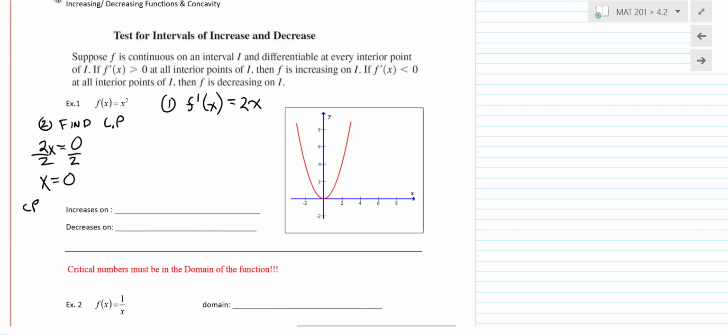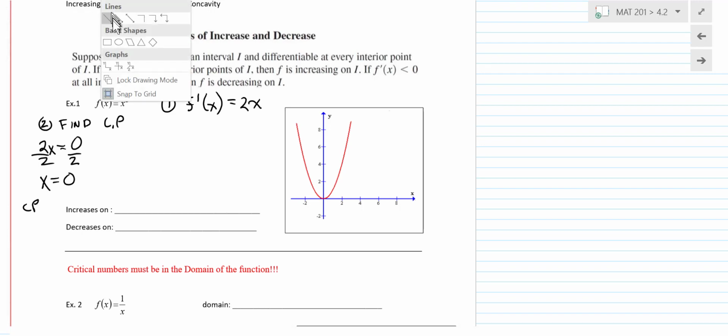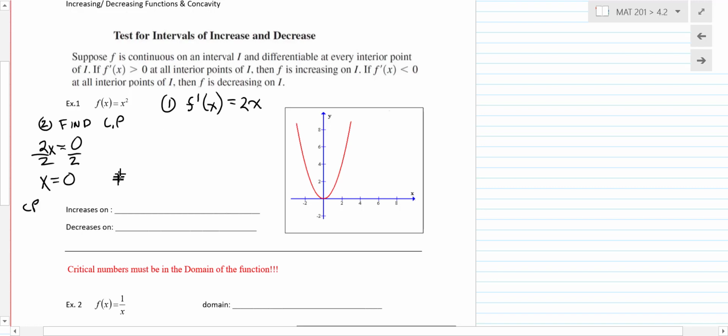Now, what you do next here is you want to draw what I call a kind of a sign chart. So just draw a number line like that. And what we're going to do is look at this critical point right here. X equals 0 is the critical point. So I'm just going to dash that there. The derivative is equal to 0 right there. That's where the derivative is 0.